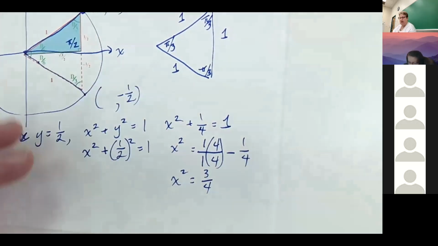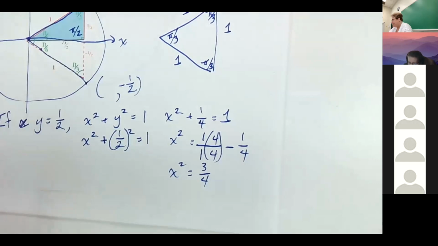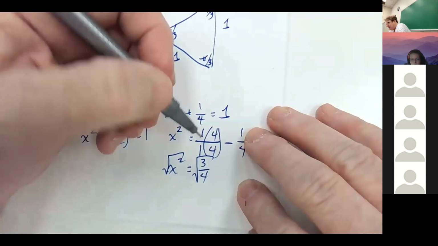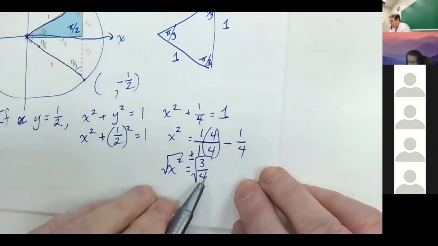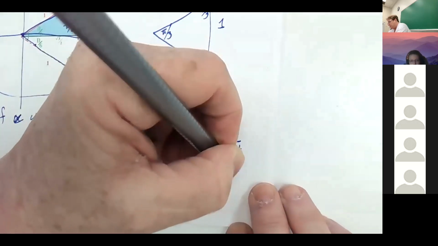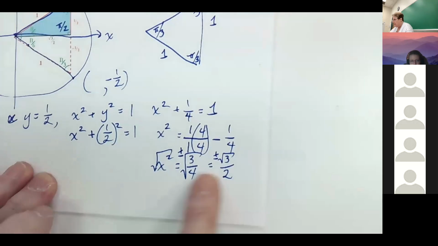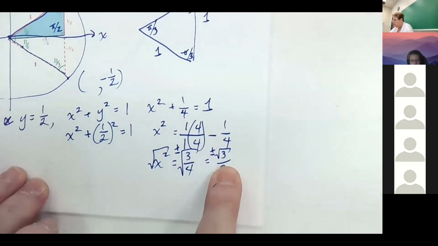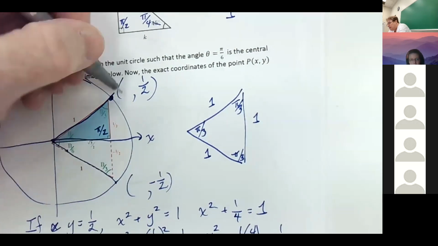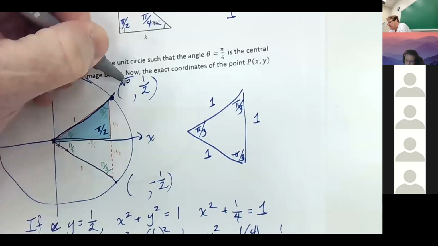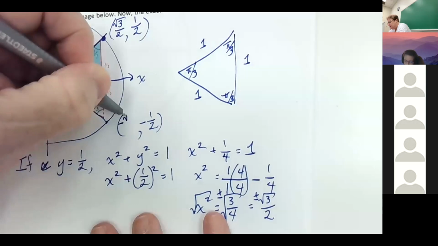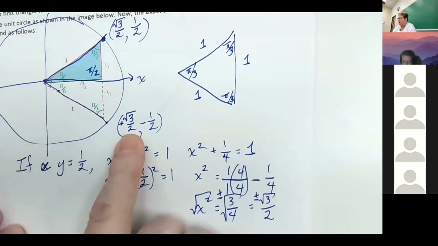And then we do what? Good. And do what? What do we have to put in? Good. Good. So we get either positive square root of 3 over 2 or negative square root of 3 over 2. So we've got positive in the first quadrant, it'll be positive. In the fourth quadrant, it's negative. Oh, no, it's not. It's still positive. X is positive in the fourth quadrant.